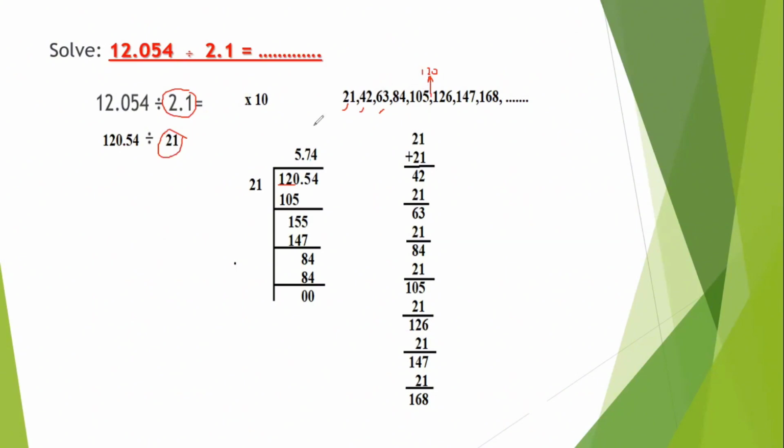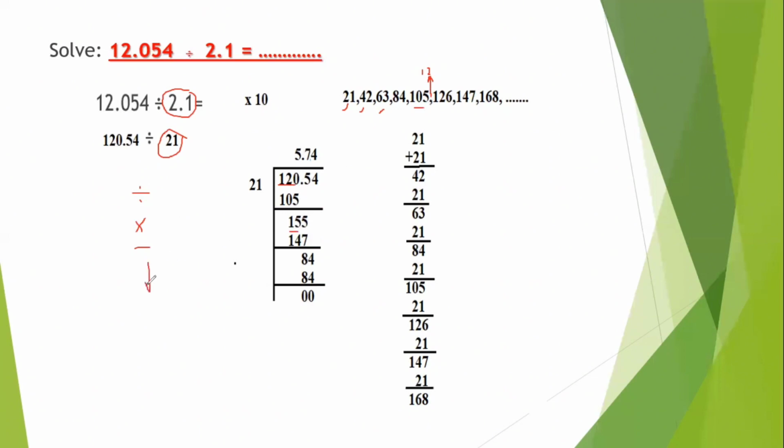So write 5. We know that for every number we do 3 operations: divide, multiply and subtract. We did divide here, it became 5. Now we multiply: 5 times 21 equals 105. Subtract, it will be 15.